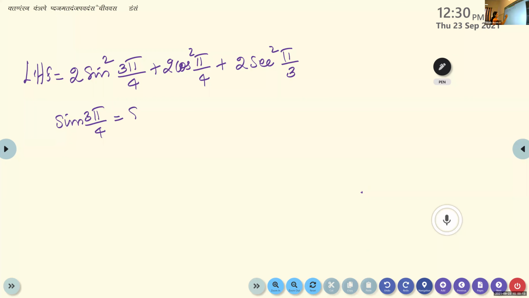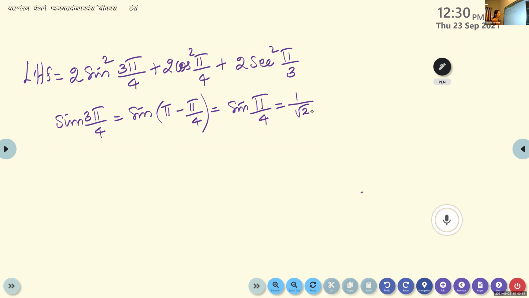3 pi by 4, how can we write? It is the same as sine of pi minus pi by 4. That day we discussed this type of question. Sine of 180 minus theta, what is it? Sine of 180 minus theta is sine theta, so sine pi by 4. What is sine 45?